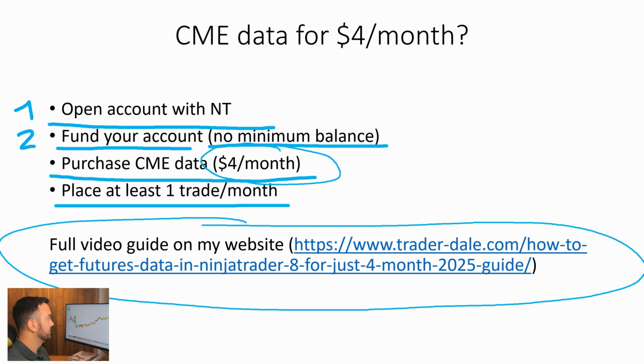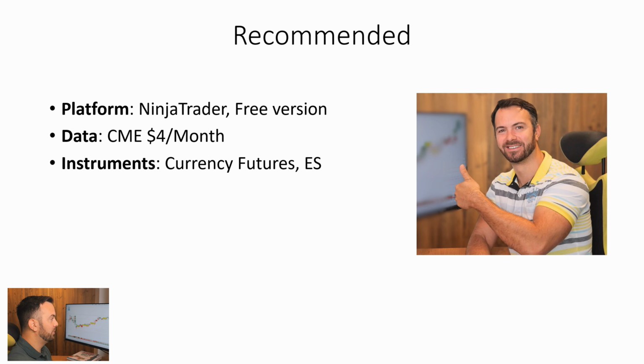That's what I do. Now here is a little summary of what I recommend. I recommend using the NinjaTrader 8 platform, using their free version. I recommend using the CME data for $4 per month. And regarding the trading instruments, this is my personal preference, and I like to trade currency futures and the ES. So I recommend starting with that. But obviously, if you are not into currency futures or the ES, you can trade anything else you want. But this is just what I personally prefer and what I personally trade.